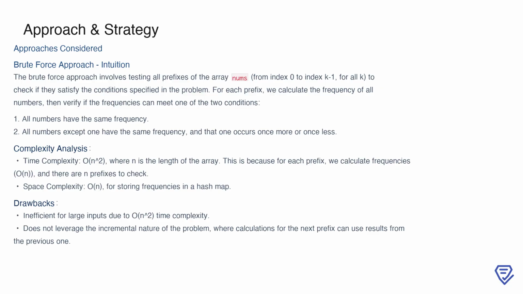However, this method has significant drawbacks. While straightforward to understand, the time complexity is quadratic, or O(n) squared, since calculating frequencies for each prefix requires O(n), and there are n prefixes to evaluate. Additionally, it does not take advantage of the fact that frequencies can be updated incrementally as we extend the prefix. As a result, this approach is highly inefficient for large inputs, making it impractical for scenarios where scalability is important.